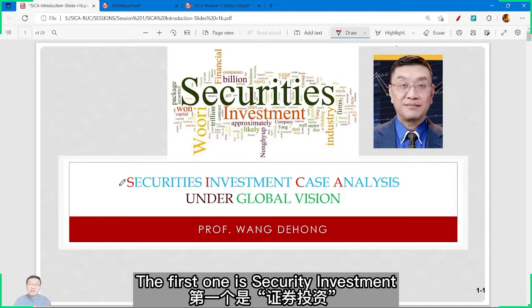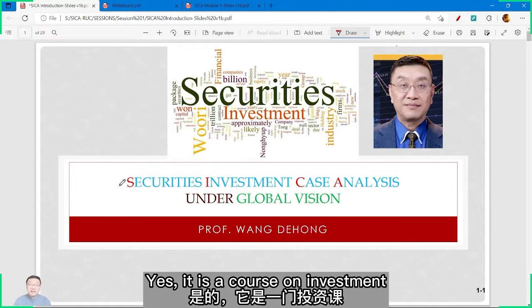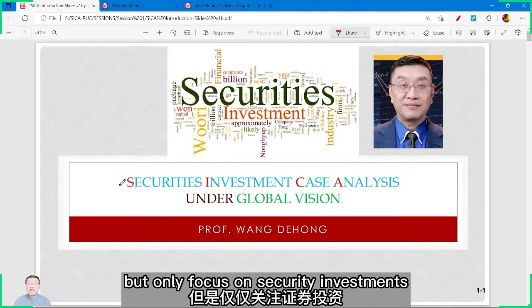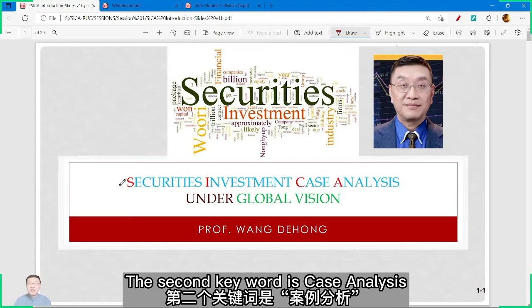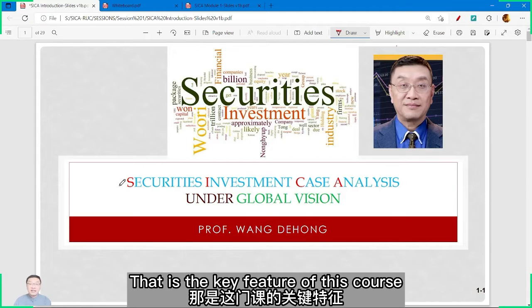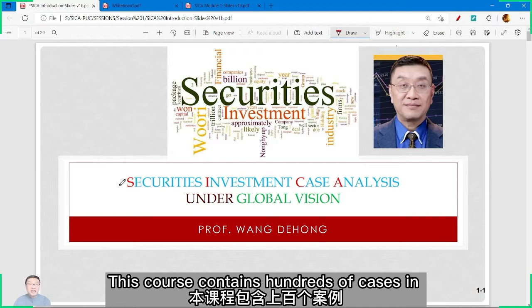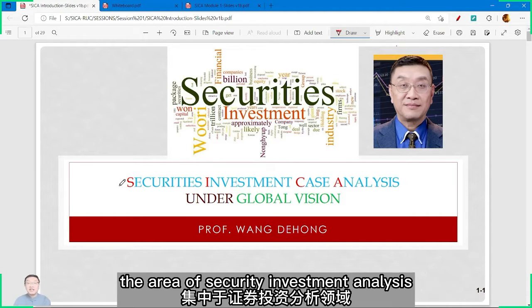The first one is security investment. Yes, it is a course on investment, but only focus on security investments. Second keyword is case analysis. That is the key feature of this course. This course contains hundreds of cases in the area of security investment analysis.